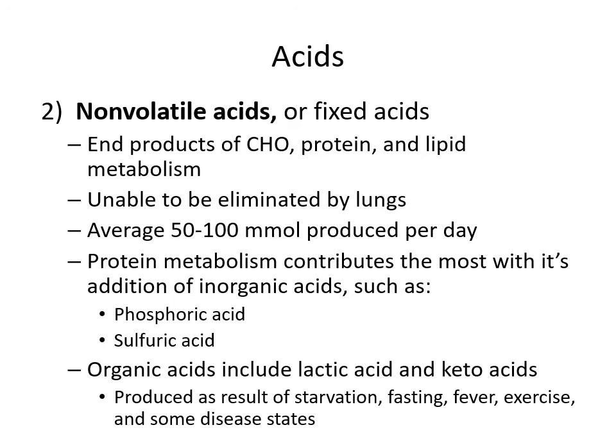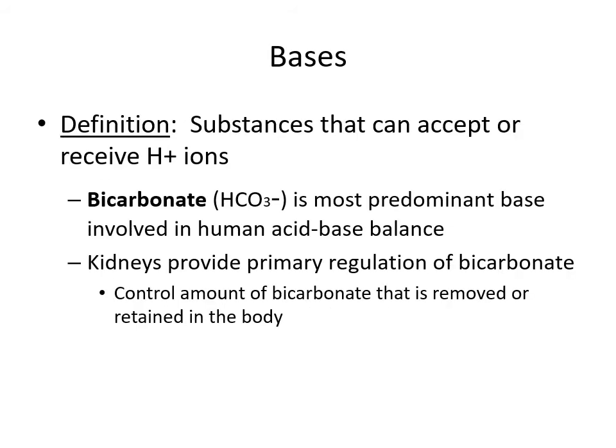Organic acids include lactic acid and keto acids, and these are produced as a result of starvation, fasting, fever, intense exercise, and some disease states. Looking at bases, these are substances that can accept or receive hydrogen ions. Bicarbonate is the most predominant base involved in human acid-base balance, and the kidneys provide the primary regulation of bicarbonate, so they control the amount of bicarbonate that is removed or retained in the body.